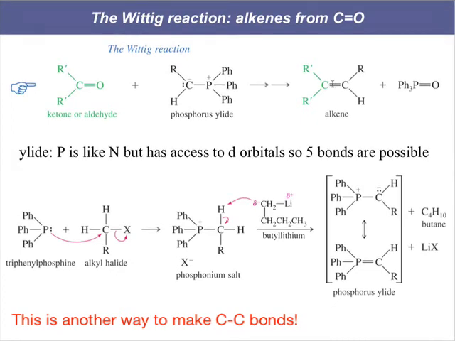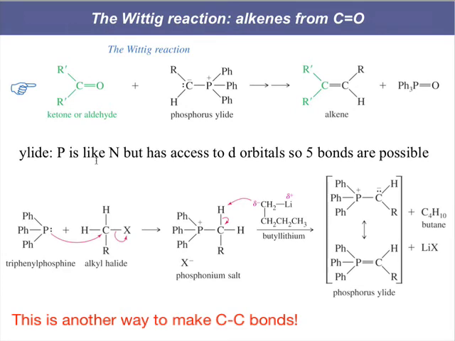Think about phosphorus as being like nitrogen, but since nitrogen does not have access to d orbitals, but phosphorus does, phosphorus can make 5 bonds, whereas nitrogen cannot. But in all other contexts, phosphorus is like nitrogen. It likes to have 3 bonds with a lone pair. It's positive when it's got 4 bonds and no lone pairs, but it's also neutral when it's got 5 bonds because it has d orbitals that it can access.